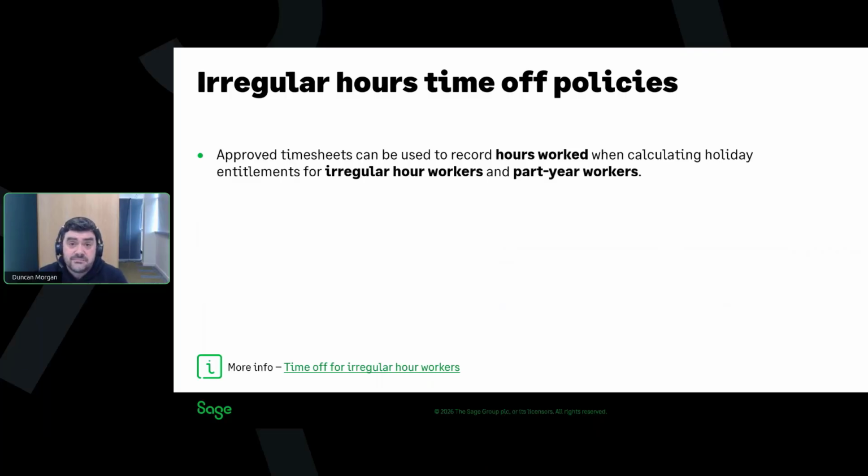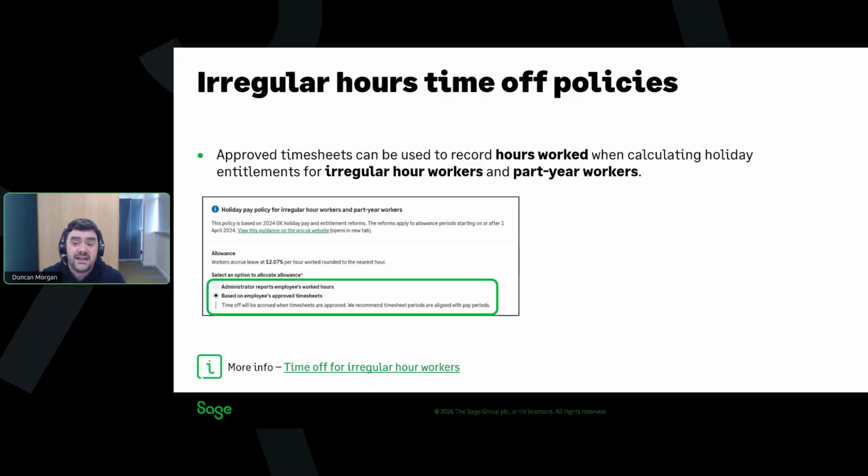Other places where timesheets will integrate with other areas of HR includes with time off policies. So it is possible to create time off policies for irregular hour workers, which is based on the legislation where the leave is accrued as a percentage of the hours worked. This can work in two different ways in HR.